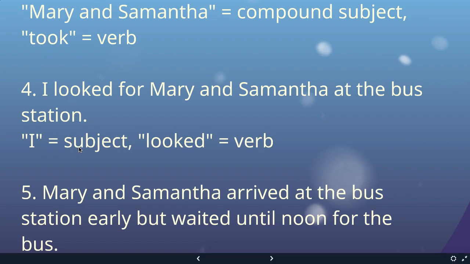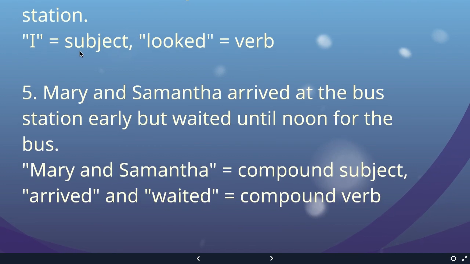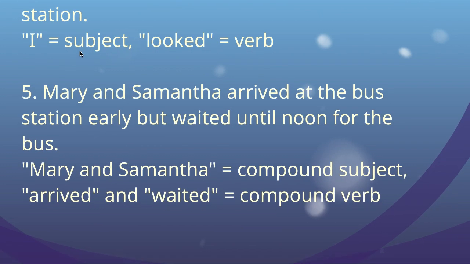Number 5 is the one where folks kind of go, wait, what? Mary and Samantha arrived at the bus station early, but waited until noon for the bus. I got a compound subject, Mary and Samantha. I also have a compound verb, arrived and waited. So they are doing 2 things. They arrived and they had to wait until noon. I have 5 sentences of varying length, and they would all still be considered simple sentences.